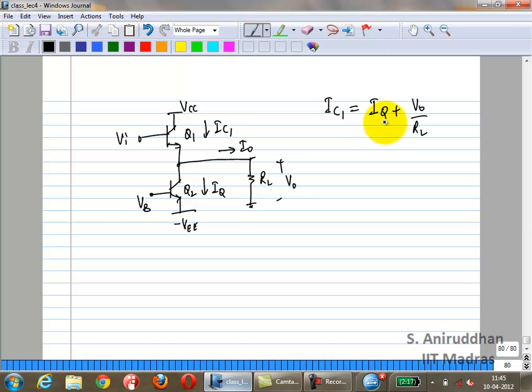So now you can actually think of several cases. What happens when RL is very large? The two cases will differ. Okay, we'll see why. So first, let's assume RL is very large. Let's start off with that. In which case, IC1 will be approximately equal to IQ. That is, we are neglecting the VO by RL term. So the output current will be much smaller than your quiescent current.